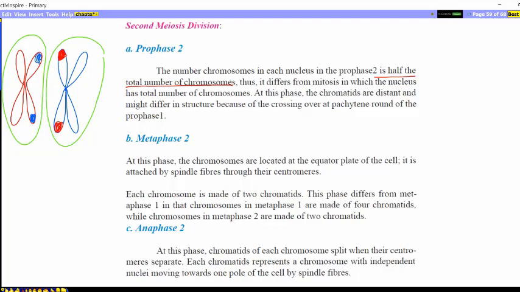Metaphase 2: at this phase, the chromosomes are located at the equatorial plate of the cell, attached by spindle fibers through their centromeres. So, if there are spindle fibers, on the spindle fibers there is only what? One chromosome. On that side also there is only one chromosome with exchanged parts.